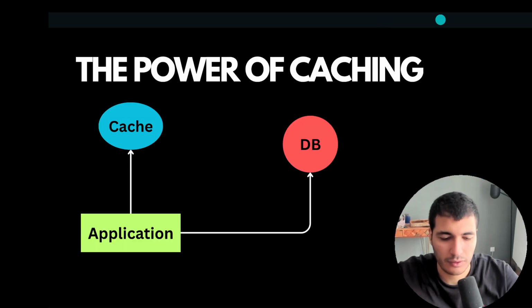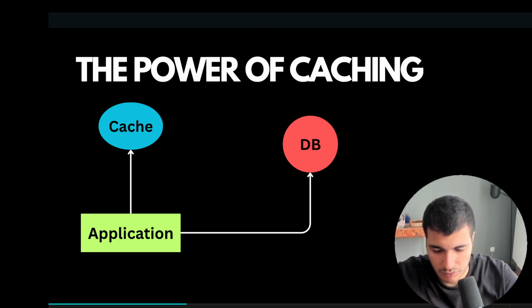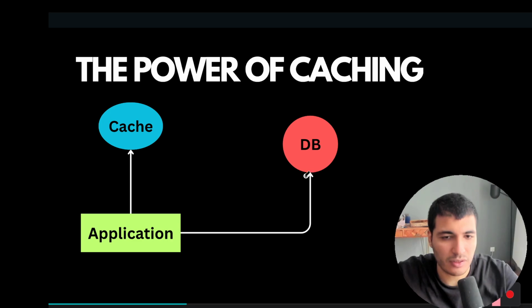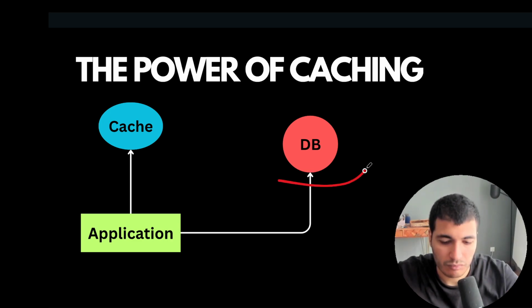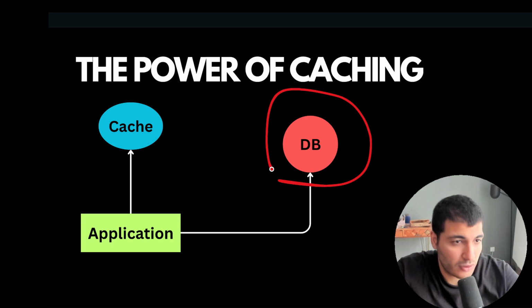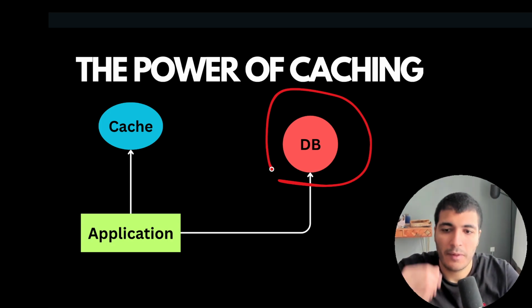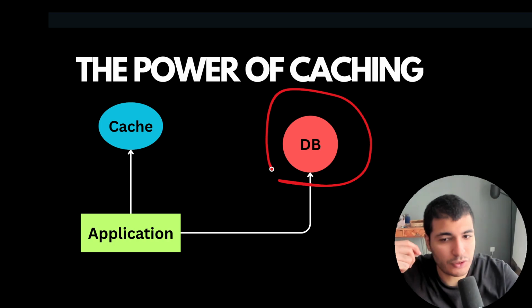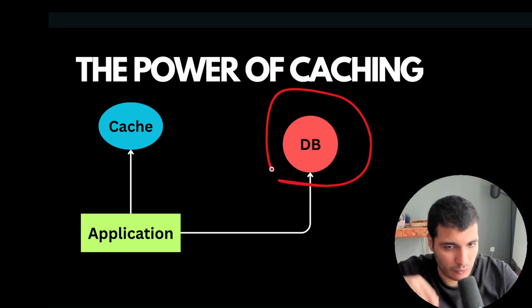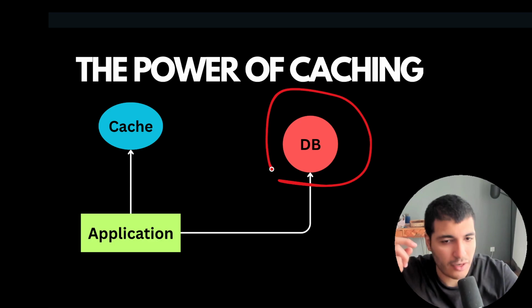Okay, let's try to understand the power of caching. Imagine this: your application needs some data. It will take it from the database all the time. But instead of making a potentially slow trip to the database every single time, caching will store the frequently accessed information in a super fast in-memory layer.